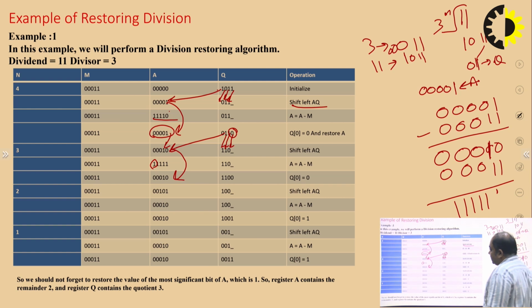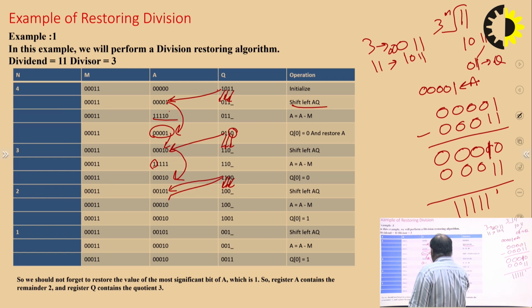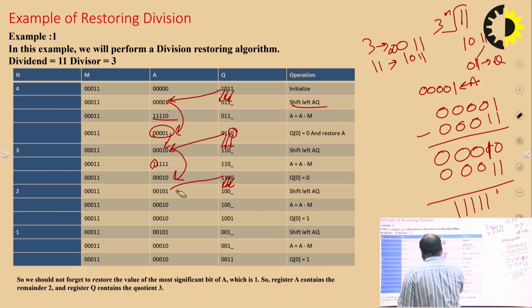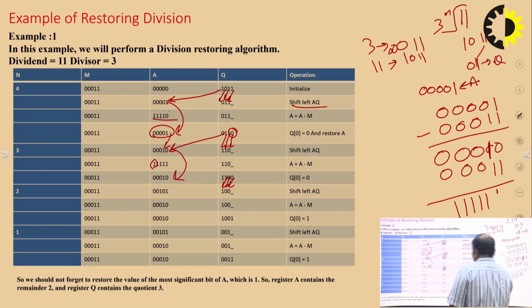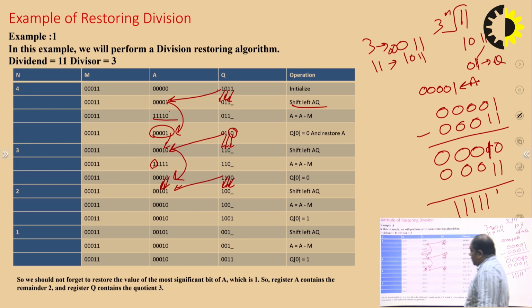After the completion of the third step, what do we do? Again we do a left shift: 0, 0, 1, 1, 1, 0, 1. After this left shift, again we do a subtraction, and after the subtraction its value becomes 00010, and you see here that the most significant bit of A is 0.